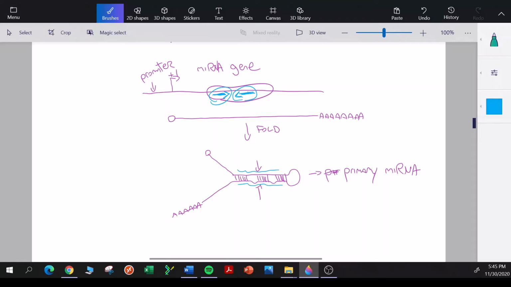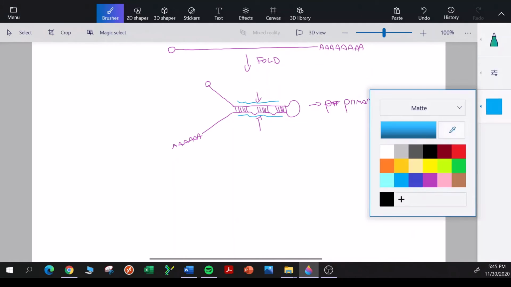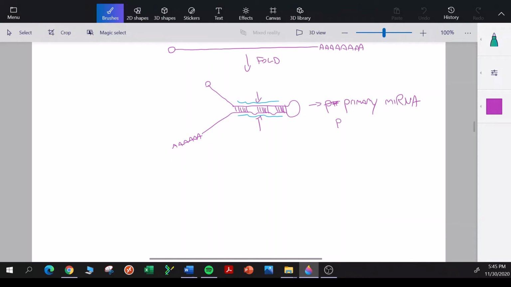So the primary microRNA, often abbreviated as pri-miRNA, is going to be processed by an enzyme called DROSHA into an about 70 nucleotide long RNA molecule that forms this hairpin.